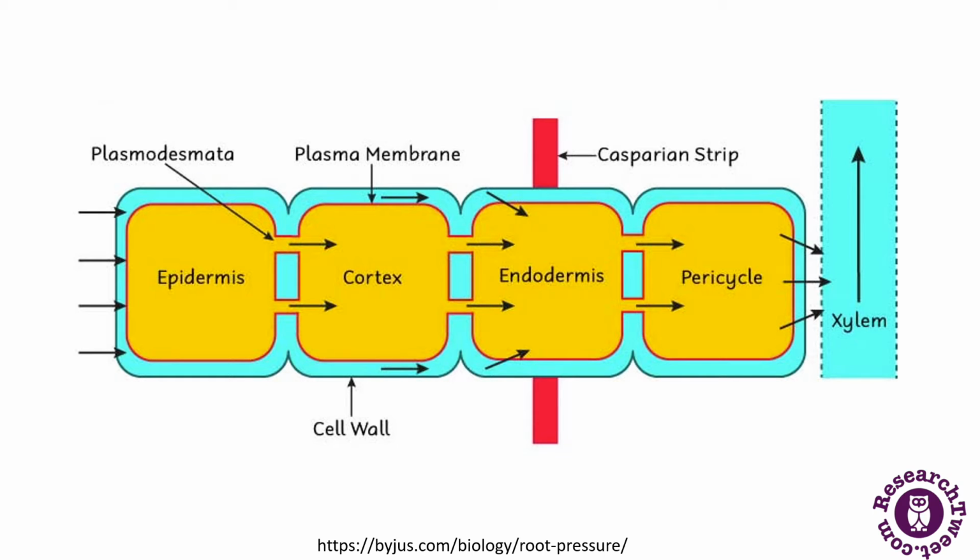This is a figure showing how root pressure takes place. This is the epidermis layer, this is the cortex, then the endodermis and pericycle, and then the xylem. The cell wall and the plasma membrane are depicted here, and the Casparian strip is depicted in red. Water passes through the epidermis, then through the cortex, endodermis and pericycle, and is then transported by the xylem tissue to the other parts of the plant.